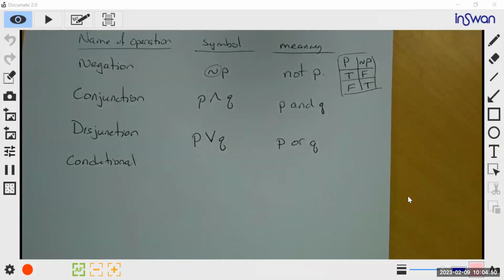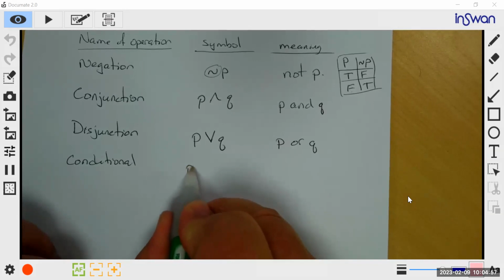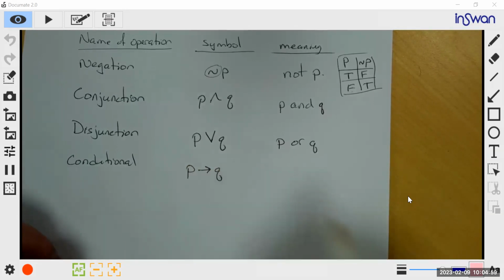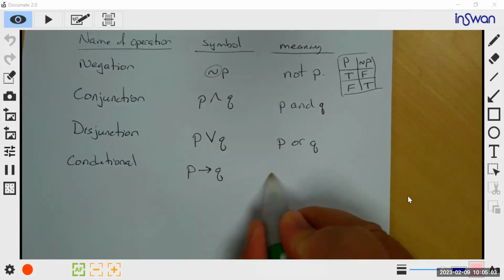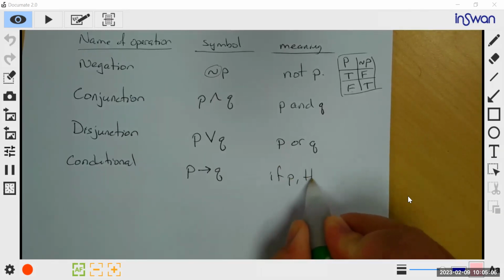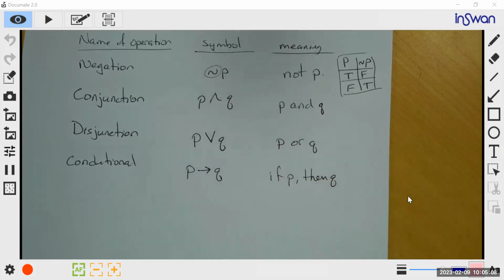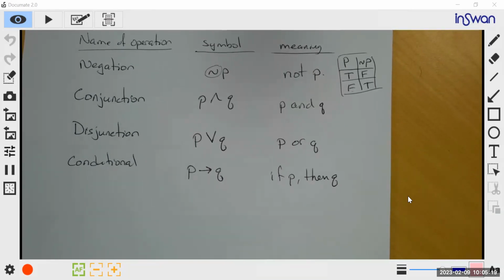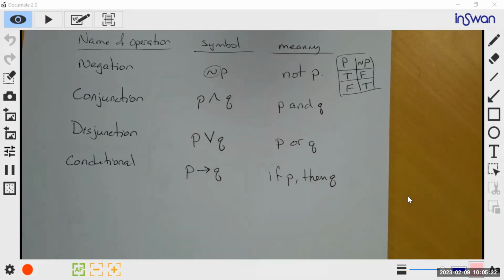Conditional. And you read that how? Very good. If P, then Q. I mean, there are many ways you can say it also. You can say if P, comma, Q. So if this is true, then this happens. You don't have to put then all the time.